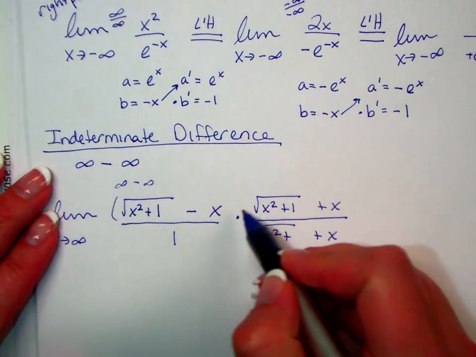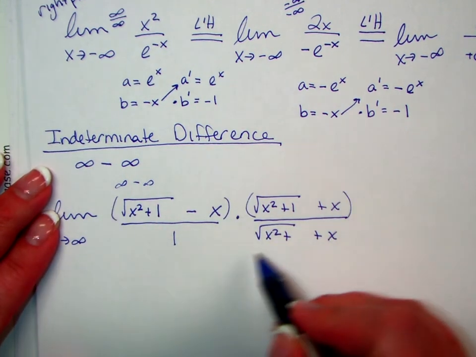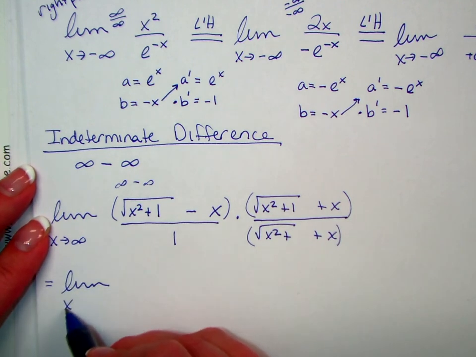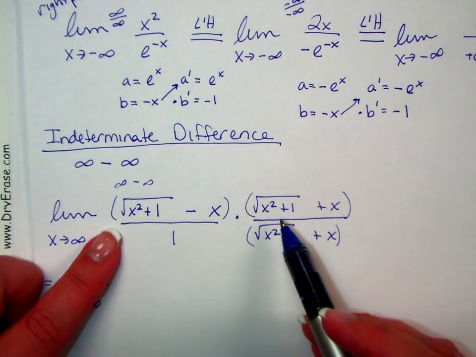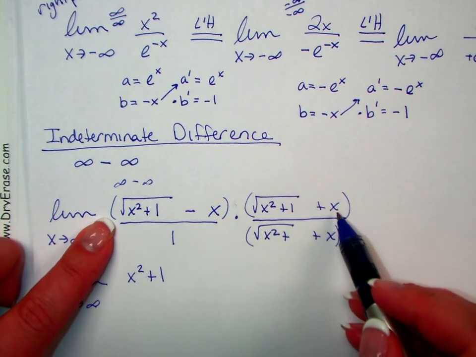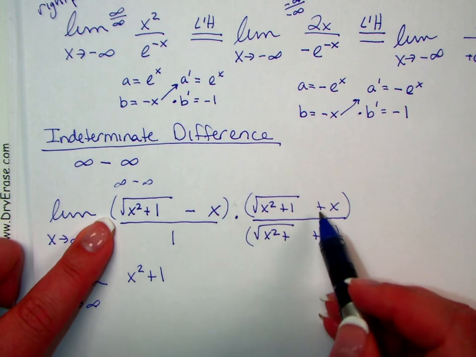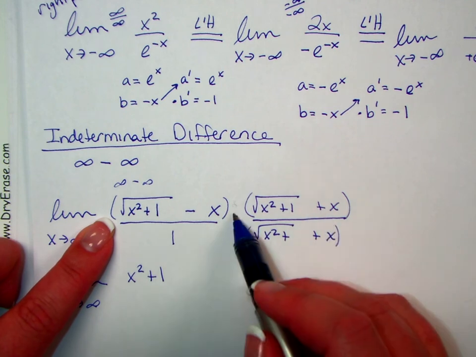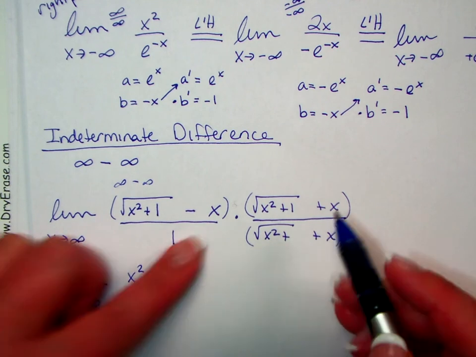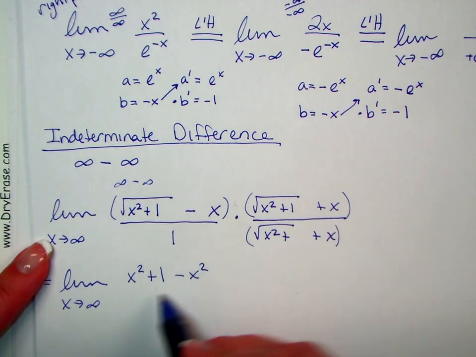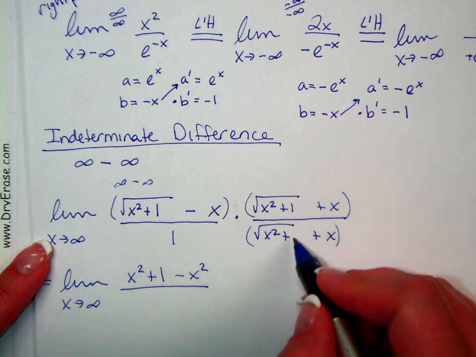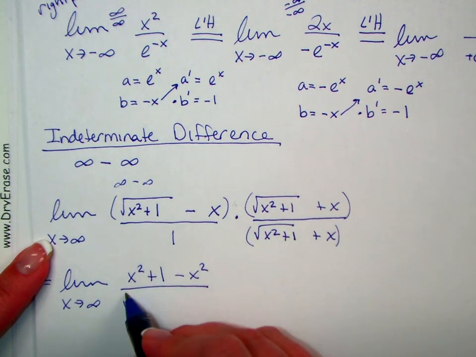If I were to multiply this out, the square roots cancel. I'm left with x squared plus 1. The outer and the inner will cancel. Then last I get minus x squared. And then on the bottom, 1 times the conjugate is just the conjugate.